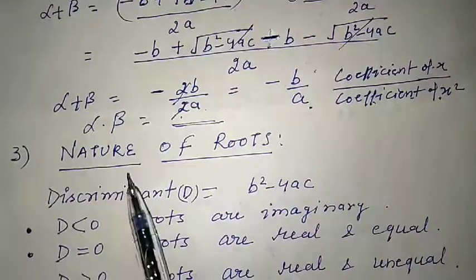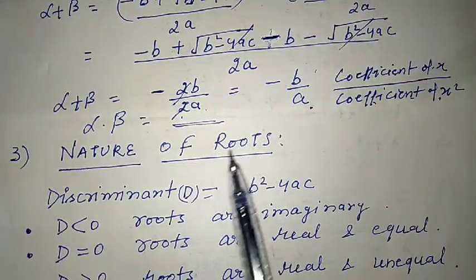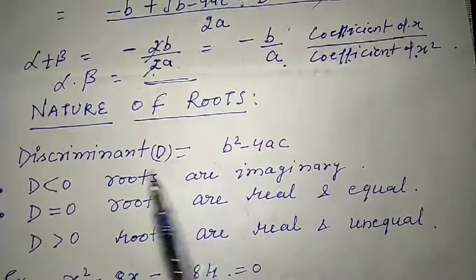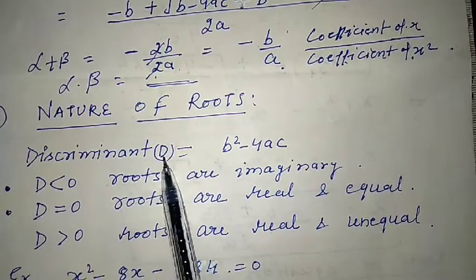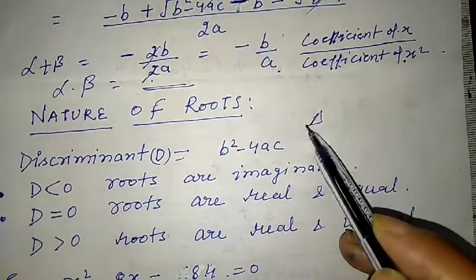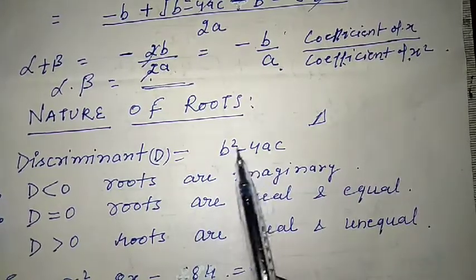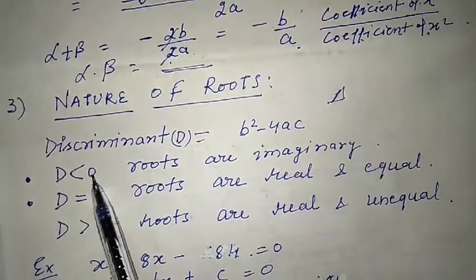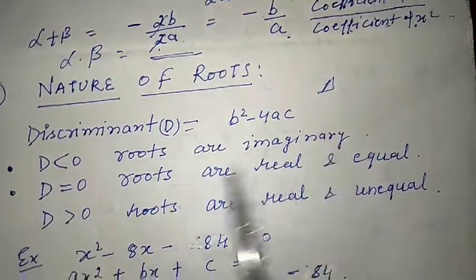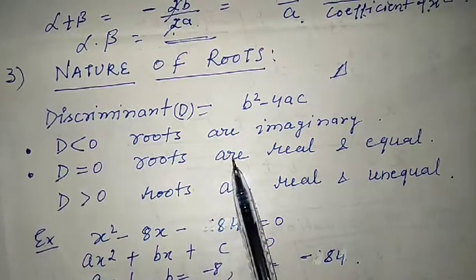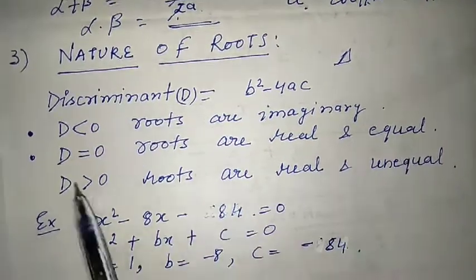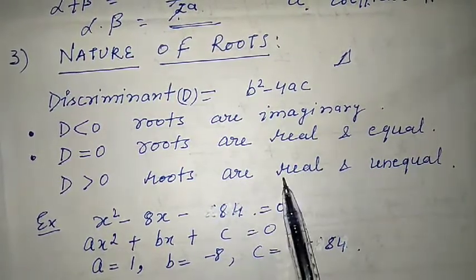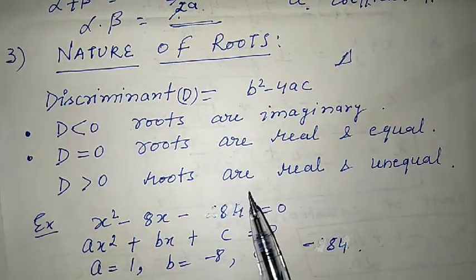Now the next topic is the nature of roots. How can we find the nature of the roots without solving the quadratic equation? This can be found with the help of the discriminant, denoted by D or delta, which is equal to b square minus 4ac, the expression inside the root. If D is less than 0, the roots are imaginary. If D is equal to 0, the roots are real and equal. If D is greater than 0, the roots are real and unequal. There are two roots, because we have already said this is a quadratic equation.